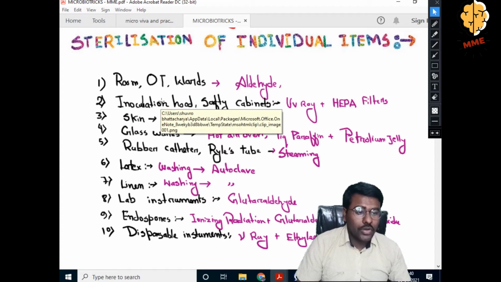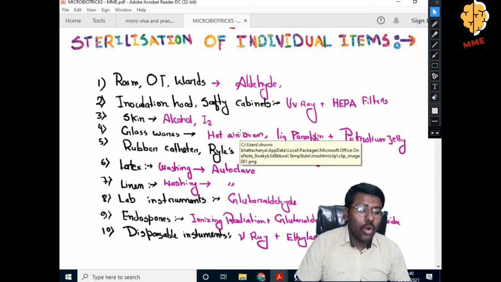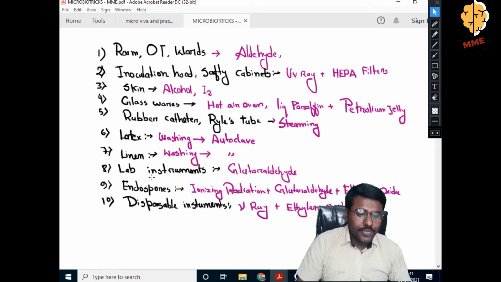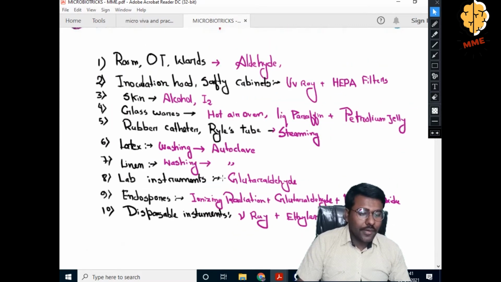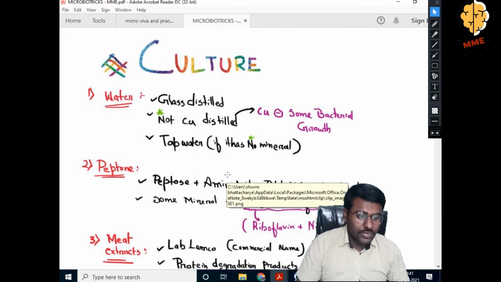The inoculation loop, inoculation hood, and the safety cabinets are mainly sterilized by UV rays. The skin by alcohol and iodine. The glassware mainly by hot air oven. The rubber catheter mainly by steaming. Latex by washing and the autoclave. Okay. Then the lab instruments by butylaldehyde, like scopes, bronchoscope, cystoscope, these types.